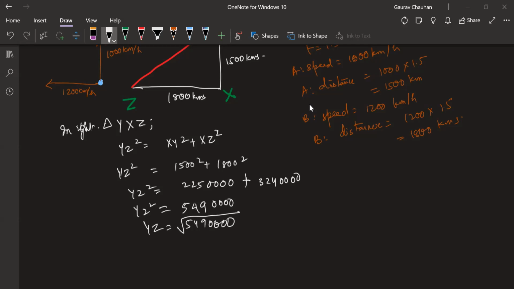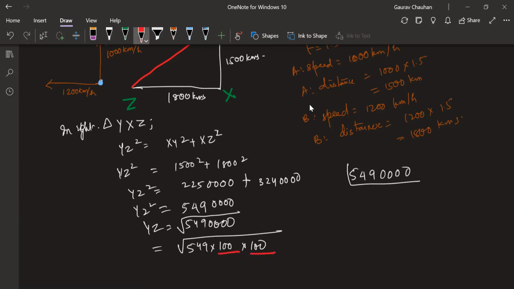How do we find the square root? It's going to be only the positive square root, because it's a distance. Now you do this, okay? You can do prime factorization, but I'm thinking you already know 100 and 100 are there. So let's first remove 100 and 100. Let's do it like this: root over 549 into 100 into 100. So the 100 and 100 will come out. Let's do only 549 now. So 549, let's see, will it go by 3? It goes by 3.